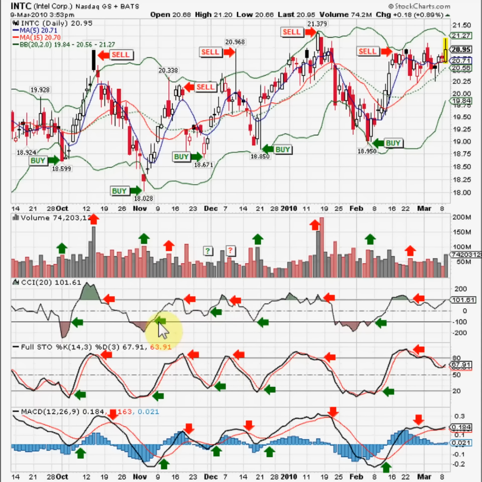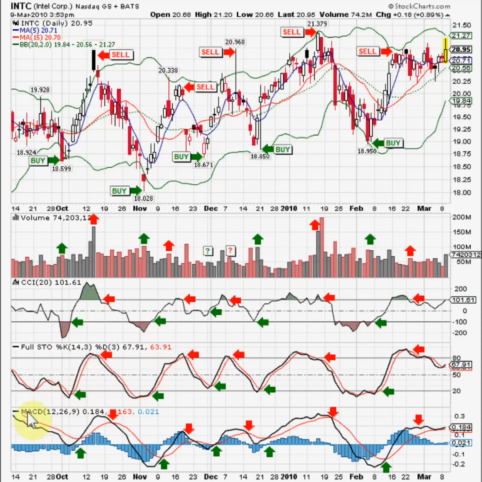Here's the buy signal here. The price was below the lower Bollinger Band. High volume. Stochastics confirmed it by dropping below 20 and then crossing back above it. The fast line crosses up through the slow line.